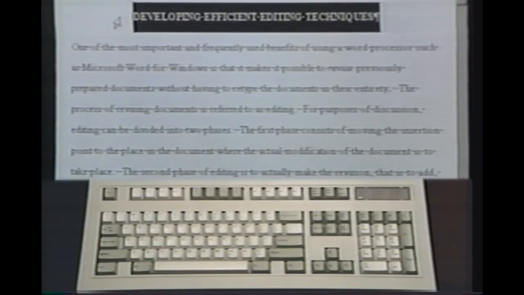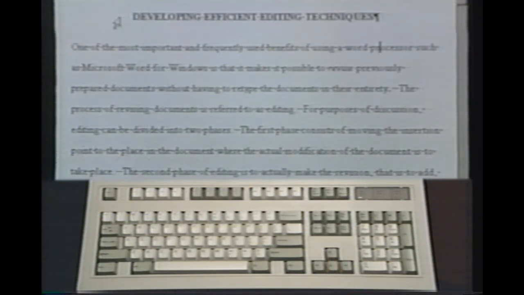The next revision we wish to make consists of deleting 3 words on the first line. We will show you 2 different ways to make this type of deletion quickly and efficiently. First, let's use the keyboard. Normally, you would press the down arrow key to move the insertion point down to the first line, but when you do this, you end up near the end of the first line.